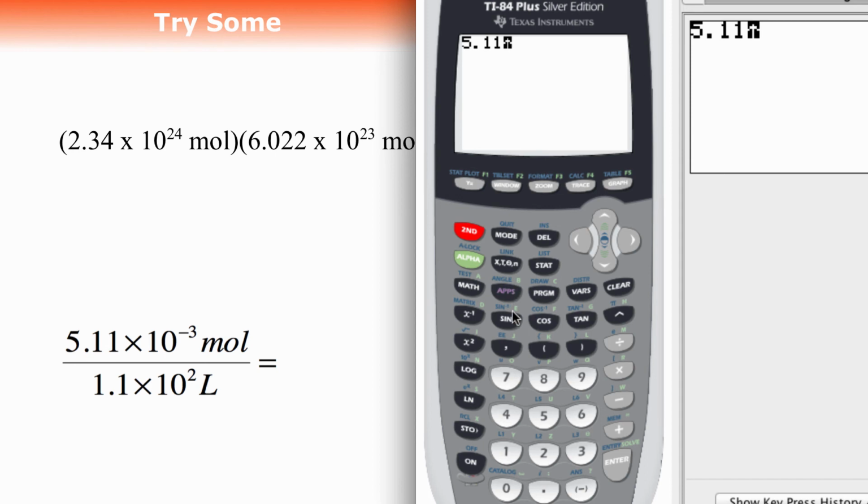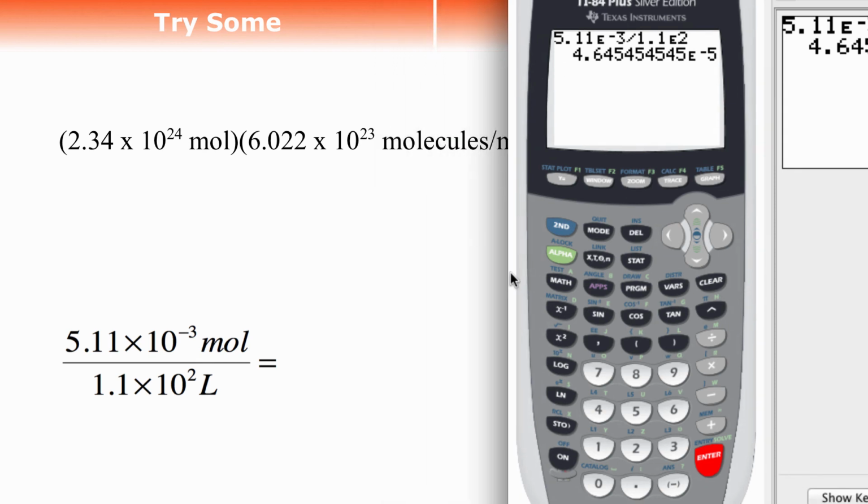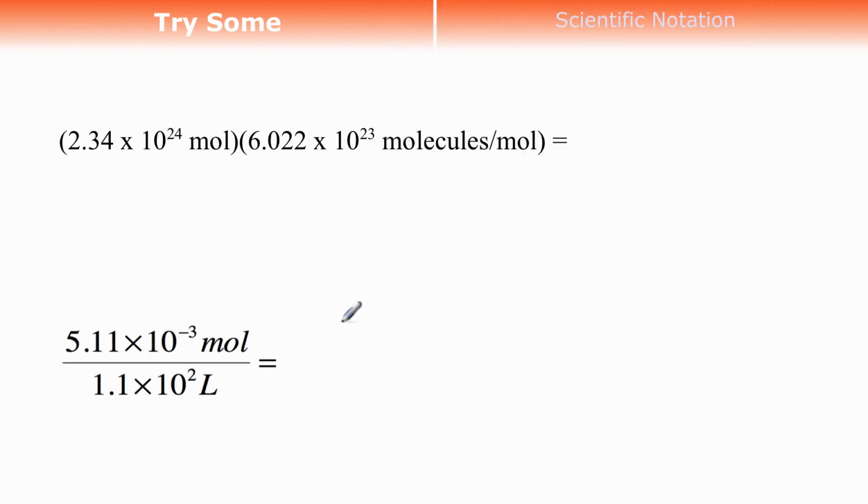So 5.11 to the minus 3 divided by 1.1 times 10 to the 2. Go. Oh, so it's giving me a number, 4.65, call it. 4.65 times 10 to the minus 5. And the answer to that would be moles per liter. But that would be my answer in scientific notation.